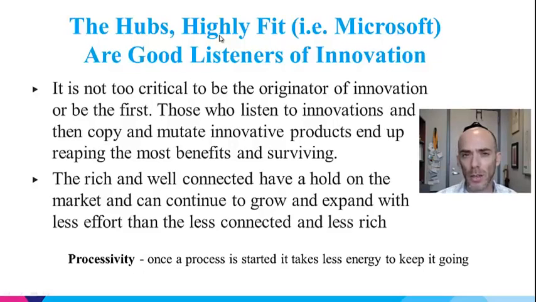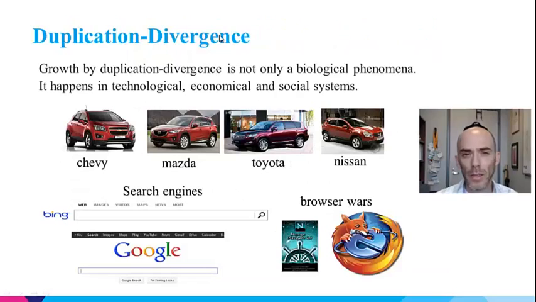The observation is that it's hard to get things started, but once the process begins, it takes less energy to keep it going. So this leads us to the idea of duplication divergence. In complex systems, growth by duplication divergence is very common, and it's an obvious concept in biology, but it's also happening in technological systems and economic systems. Some examples from technological and economic systems are various models of cars, or, for example, the different search engines that appear on the web and the browser wars between Explorer, Firefox, and Chrome. Those are just some examples of this concept of duplication divergence.